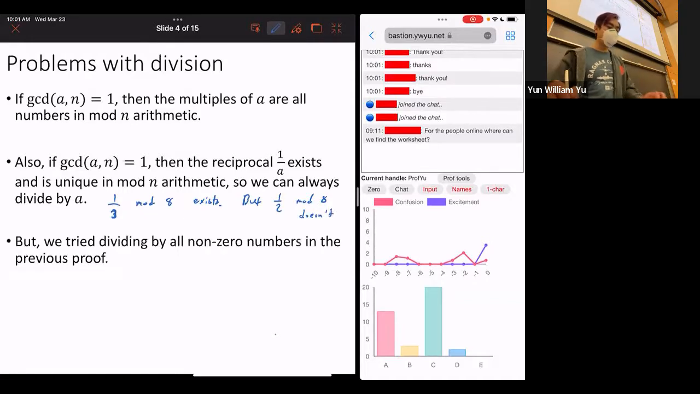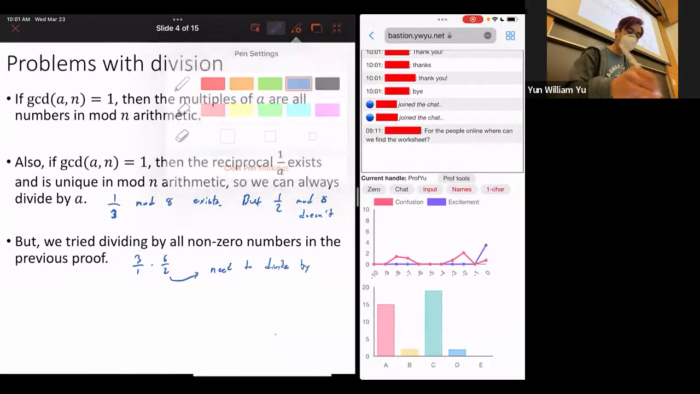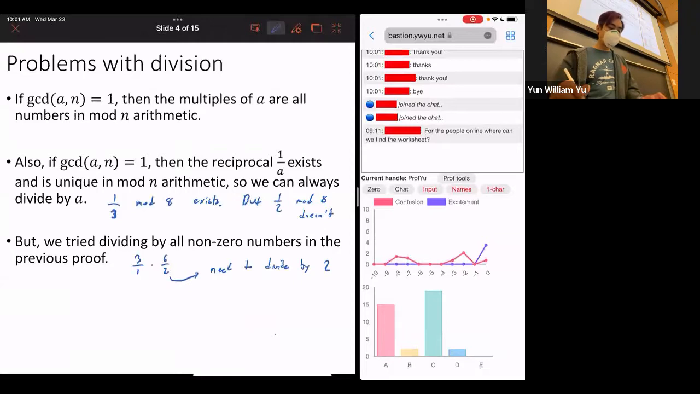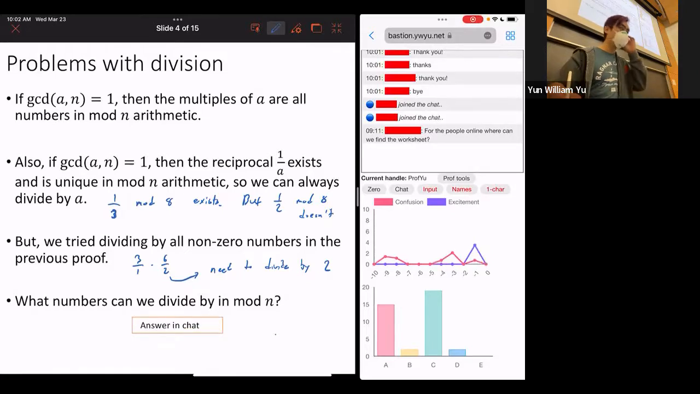And the issue that would happen is we tried dividing by all non-zero numbers in the previous proof, because you had like 3 over 1 times 6 over 2, and so you needed to be able to divide by 2, which was not allowed in mod 10 arithmetic. And so the question, of course, is what numbers can we divide by in mod n? I said the answer in the chat here, but you don't really have to, because I already told you which numbers you can divide by in mod n. You can divide by anything where the greatest common divisor between that number and n is equal to 1. So anything that's relatively prime.